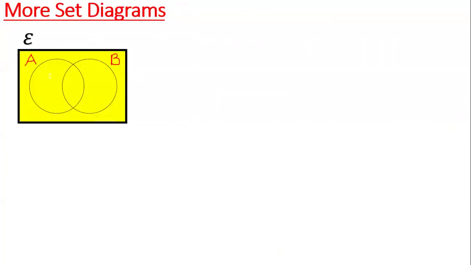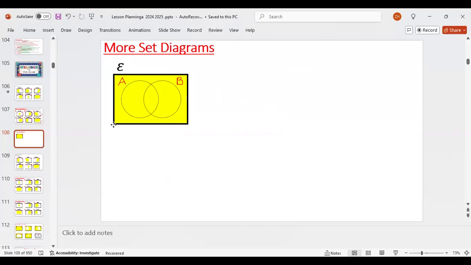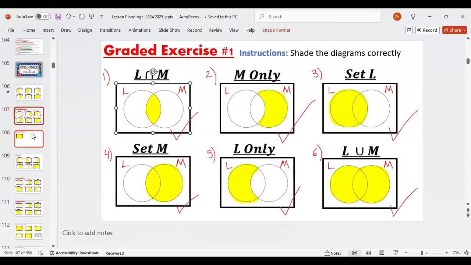Anyone else understand this first one? Let me know if you understand the first one that I did. Yes, sir. And Rashanti McKinsey, do you understand this first one? Yes, I understand. Okay, good. So for the universal set, we shade in the whole thing. Moving right along.